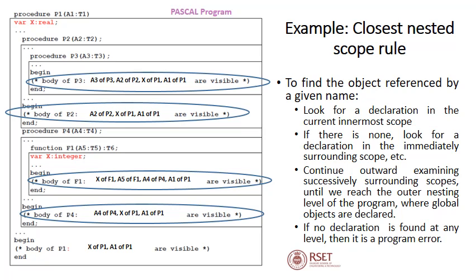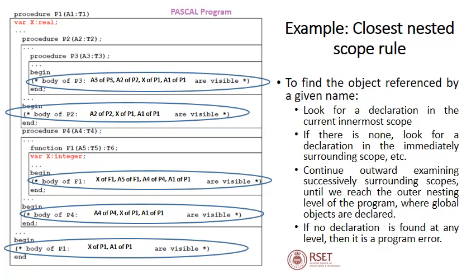If there is none, look for a declaration in the immediately surrounding scope. Continue outward, determining successively surrounding scopes until we reach the outer nesting level of the program where global objects are declared. If no declaration is found at any level, then it is a program error.